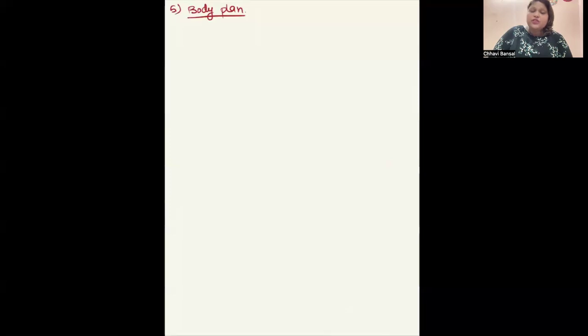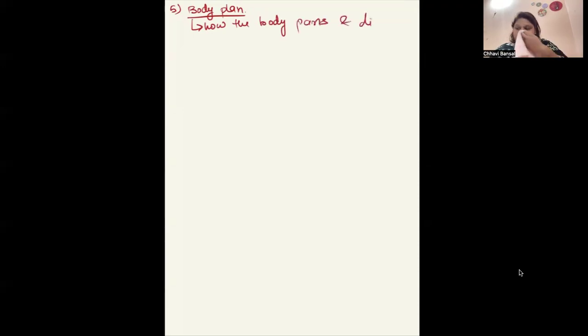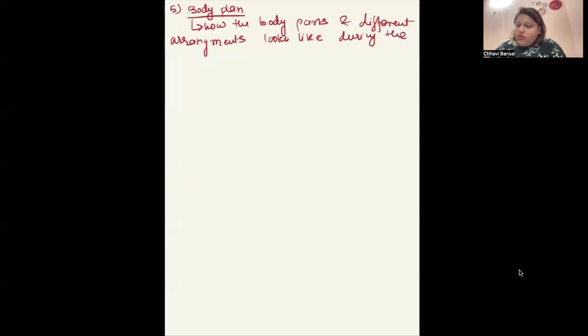So first is cellular level. Next is body plan, right? So what would I write for body plan? How the body parts and different arrangements look during the development of the embryo.